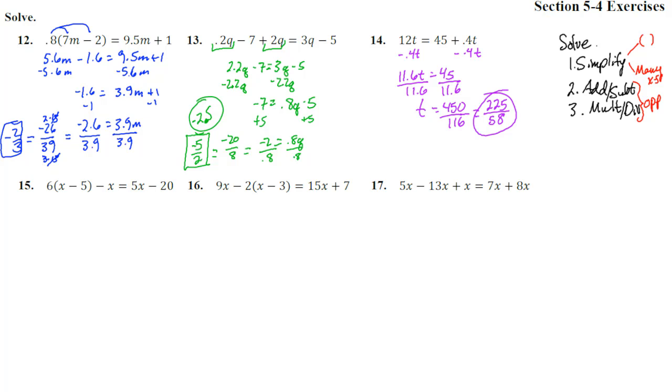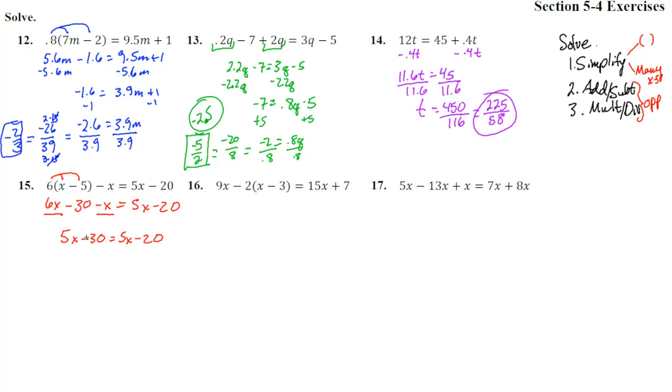Excellent. Number 15. Do we have any parentheses? Yes, we do. Let's get rid of those parentheses right there. 6x minus 30 minus x equals 5x minus 20. Put these two x's together. We have many x's, so we get 5x on this side minus 30 equals 5x minus 20.